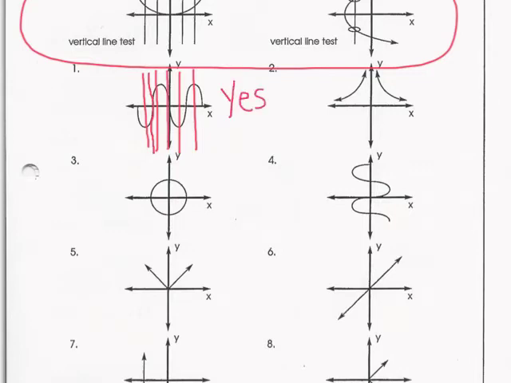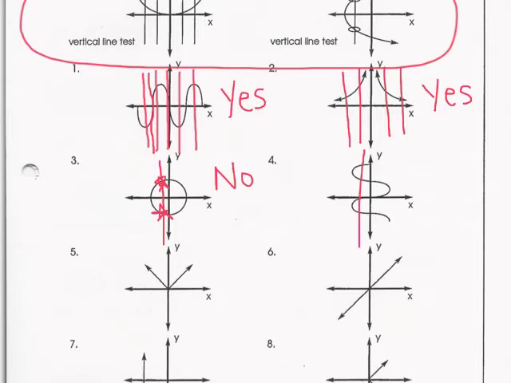If I look at number 2 and draw my vertical lines, there's nowhere where I could hit more than once, so that is also a yes. Number 3, though, think about that one for a minute. If I draw a vertical line there, or really almost anywhere on this graph, I hit twice, so that's a no, because that means that x-coordinate is paired up more than once. Same thing here. This is very similar to the example I did for you on the previous page. That is also a no, because you hit more than once.